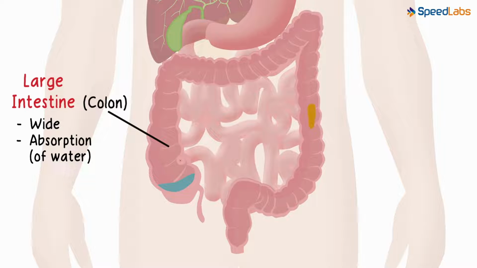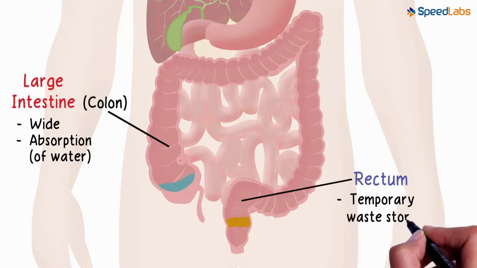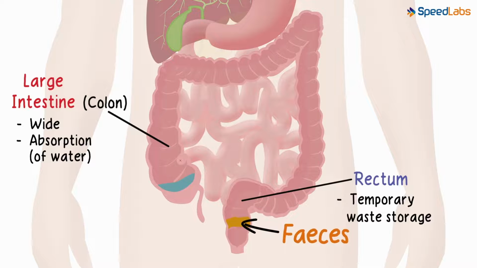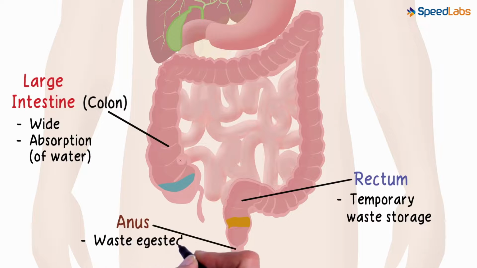The remaining solid or semi-solid waste is passed on to the rectum, which is the lowest part of the large intestine. The rectum is where this waste is stored before being thrown out of the body. And this waste, which is called feces, is egested out of our body through the anus. The anus is a canal at the end of the digestive tract. The anal sphincters relax and the waste is egested out of the body.